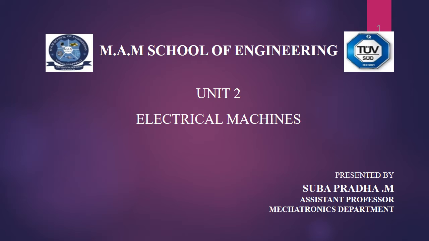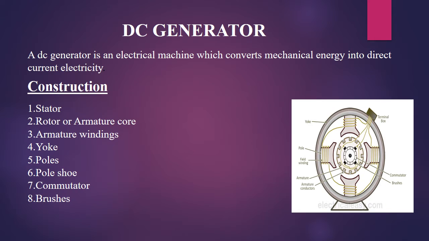Today we are going to see about Unit 2 Electrical Machines. DC generator. An electrical generator is a rotating machine which converts mechanical energy into electrical energy. This energy conversion is based on the principle of electromagnetic induction. Whenever a conductor is moved in a magnetic field, an induced EMF is produced in the conductor.